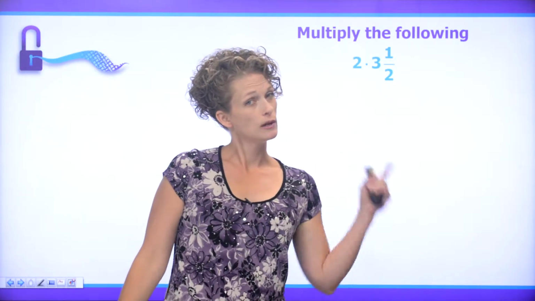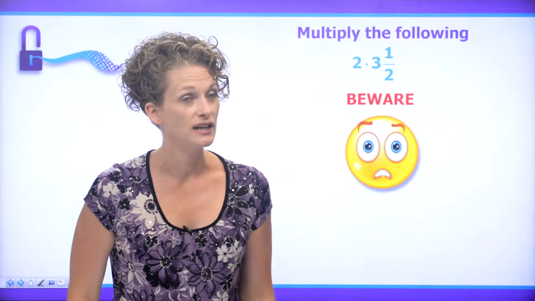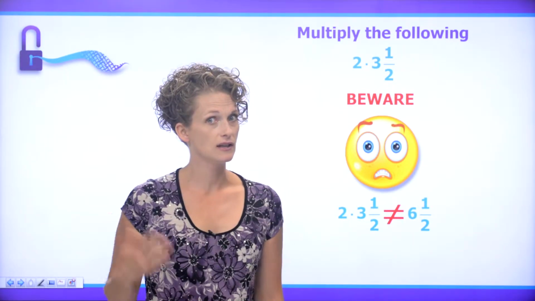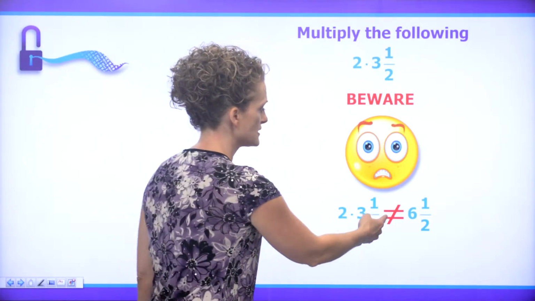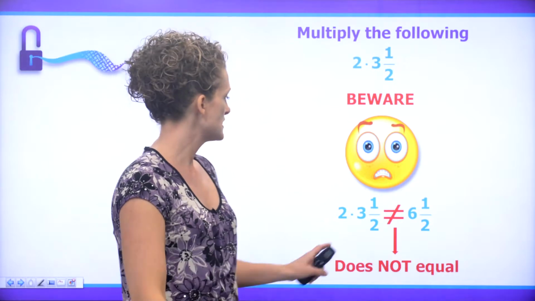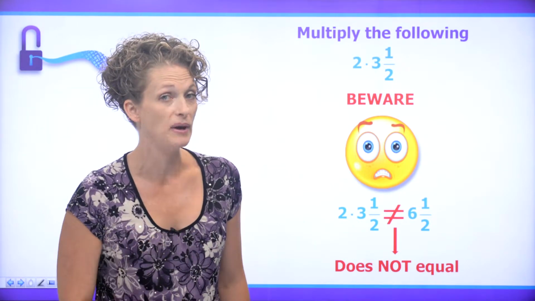Sometimes you're going to see a whole number times a mixed number, and your brain's going to want to do a little trick, and it's going to want to say 2 times 3 equals 6, and then you have 6.5. But see this little symbol here that's in red? It says that is not correct. Does not equal 2. So you cannot simply take the 2 and multiply it by the 3.